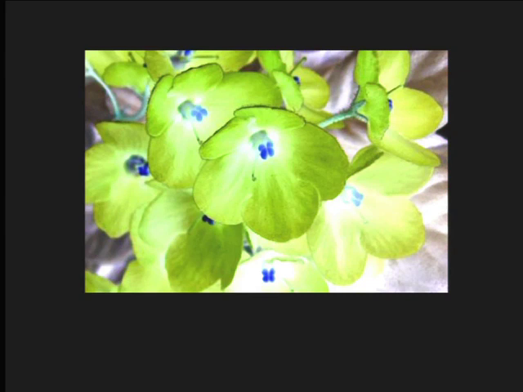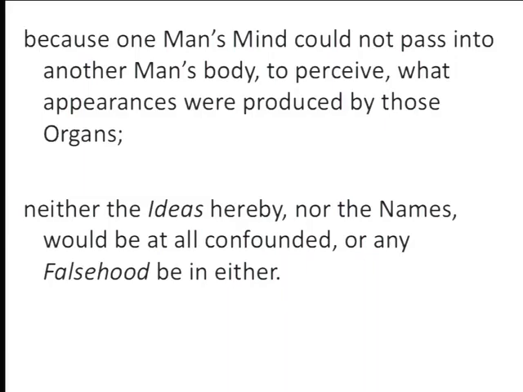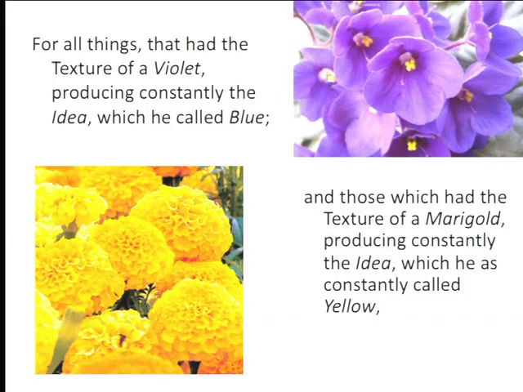Because one man's mind could not pass into another man's body to perceive what appearances were produced by those organs, neither the ideas hereby nor the names would be at all confounded or any falsehood in either. So you can't get inside my head and really know that I'm getting all that weird stuff. But it just doesn't matter, because all the things that have the texture of a violet are producing constantly the idea which I call blue, and all those which have the texture of a marigold producing constantly the idea which I as constantly call yellow. So I give just the same names to the same objects as you do.